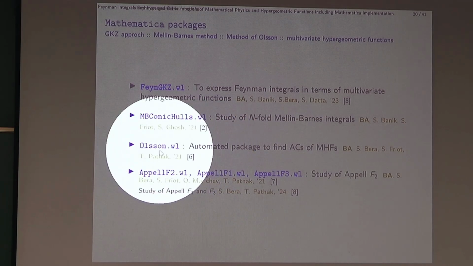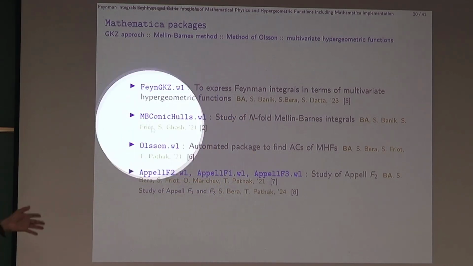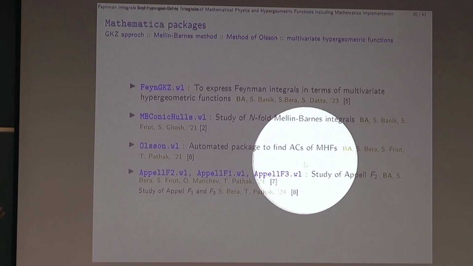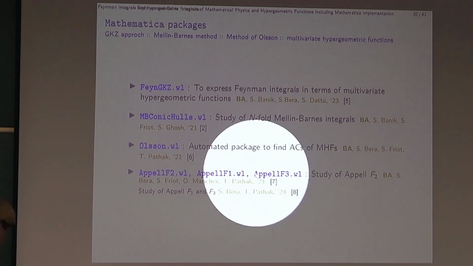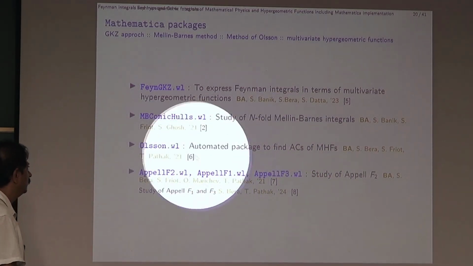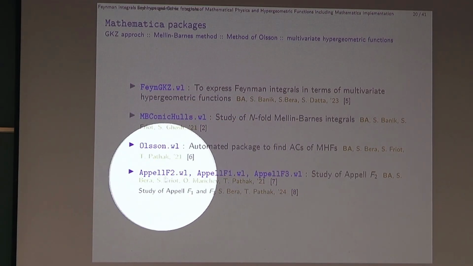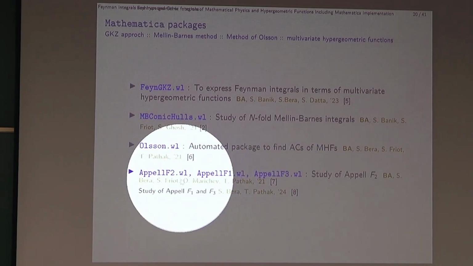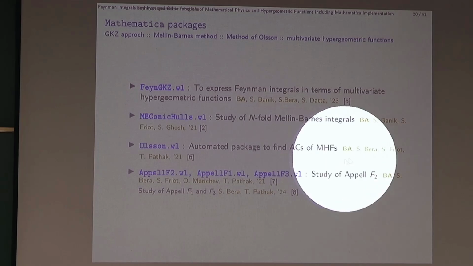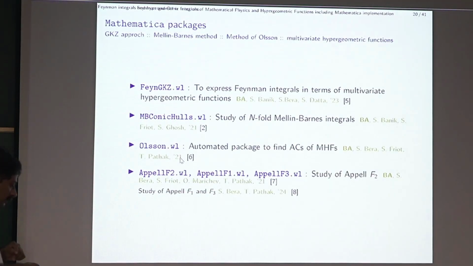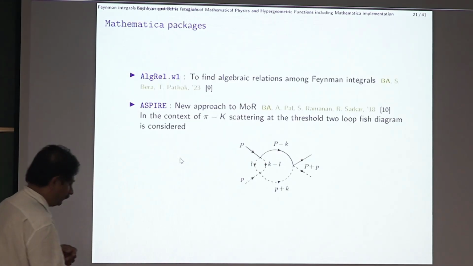from 60 years ago, who showed how to do analytic continuations of hypergeometric functions of more than one variable using the technology of one variable. So that is called Olsen.wl. And then there are these Appell functions packages, developed by all of us, including Oleg Marichev. So these are the various packages that we have to offer.